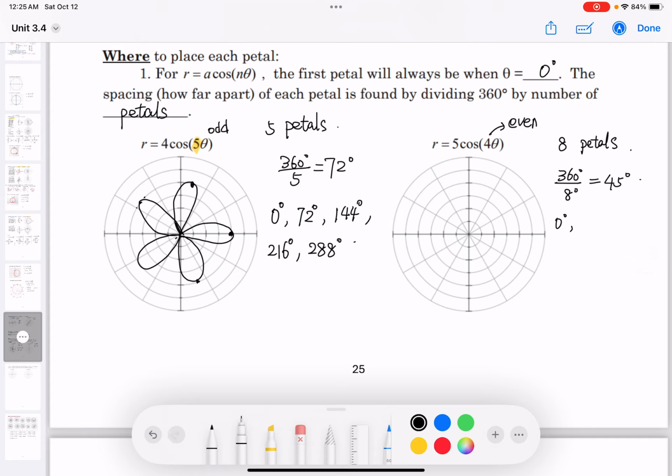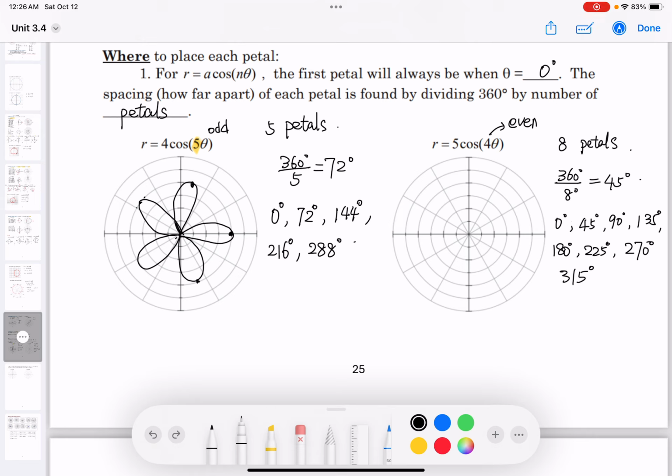And then add 45 because this is the spacing. So how far from each other? So plus 45 degrees, 90 degrees. And then plus 45 is 135 degrees. And then plus 45 is 180 degrees. Plus 45, 225 degrees. Plus 45, 270 degrees. And 315 degrees. Do we have 8 petals? Let's count. 1, 2, 3, 4, 5, 6, 7, 8. Yes, we have 8 petals.